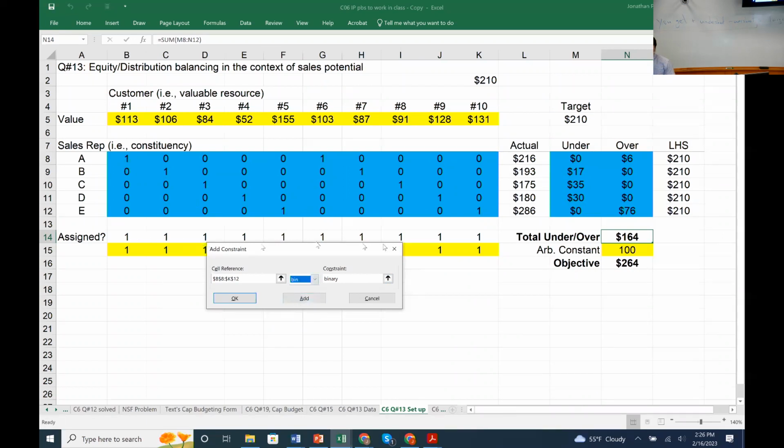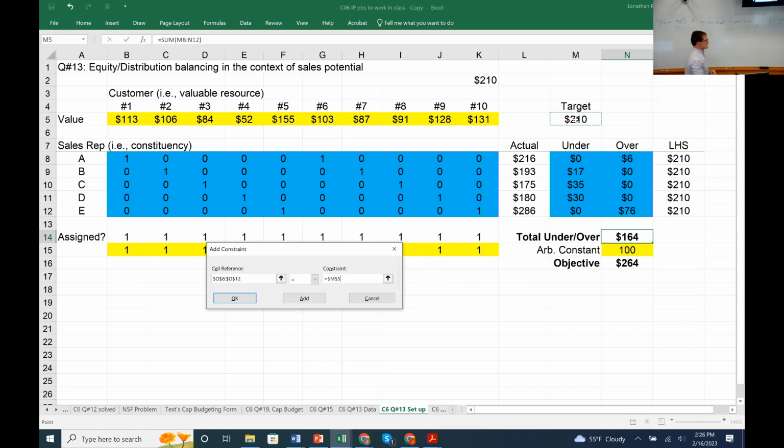I need to make sure, oops, did I just mess that up? Yeah, that's okay. Every customer must be assigned to a salesperson. And all of these left-hand sides are going to be forced to be equal to 210.